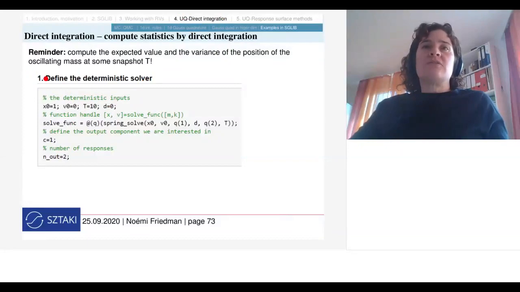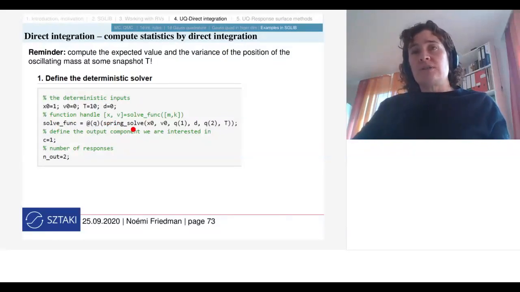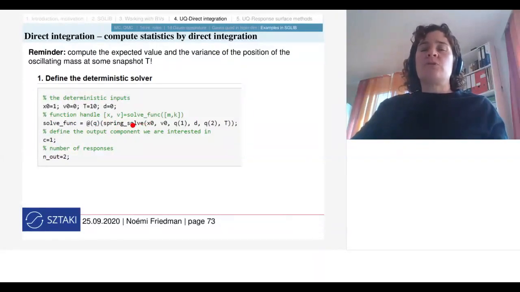So first of all, you need to define the deterministic solver. If you do a finite element code, then this is a solver which takes as input some number of random variables and takes as output your quantity of interest that you want to compute the mean of. So now my SOA function is a spring SOA function, which is in sglib. I think if you want to run it in sglib, you have to put it directly to the path because it's not done by the startup function.